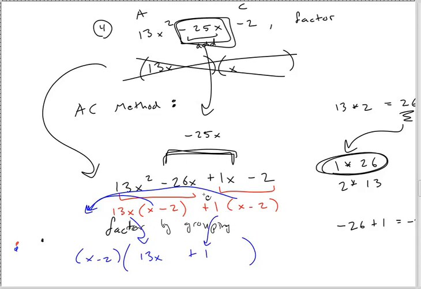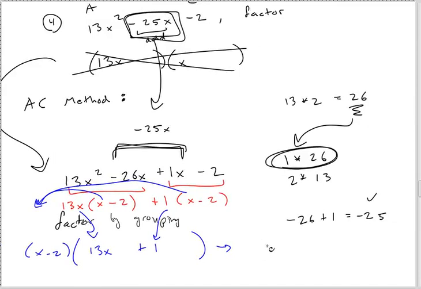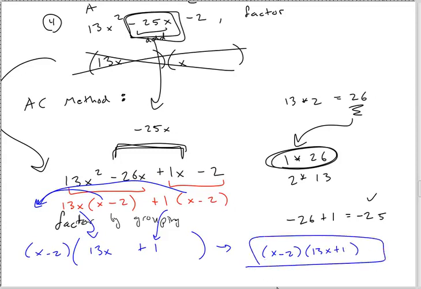Notice that I had to have the plus 1 on the outside to make it actually look good. So my final answer for this actually looks just like that: x minus 2, 13x plus 1. That was a whole bunch all at once. That was a big problem.